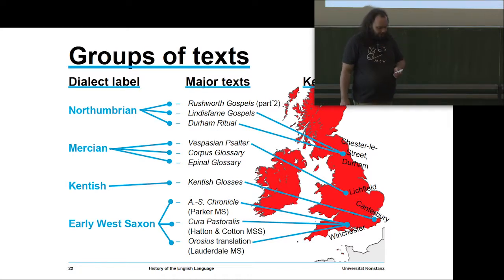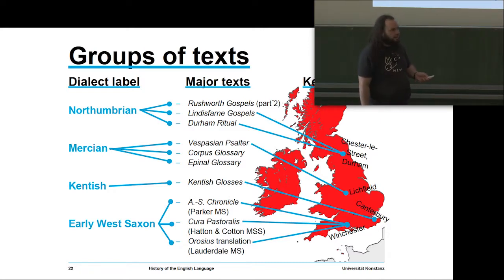We also find Mercian texts. We know that some of these were produced in Lichfield. Now it's a fairly insignificant town in England, but back in the Mercian period it was a very, very important place indeed. So the Vespasian Psalter we can locate to Lichfield, and then these two other texts, the Epinal Glossary and the Corpus Glossary, we can say, well, they're very similar to the texts that we know were produced in Lichfield, so we can assign them to the same dialect, the Mercian dialect.